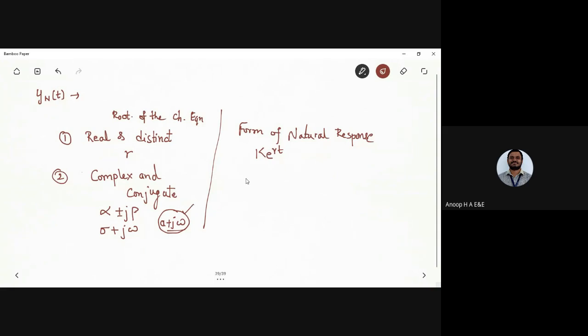Got it? So what is the form of the natural response? I have e power at, where a corresponds to the real part of the system. Next you have k1 cos of omega t plus k2 sine of omega t. This is the complex conjugate case. Next, the third one: in order to determine the roots of the natural equation, I have a real part and we have the repeated part.